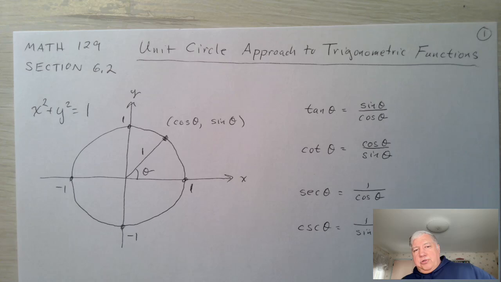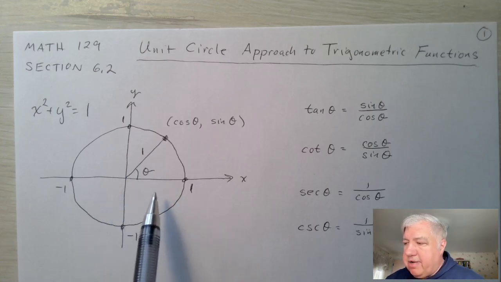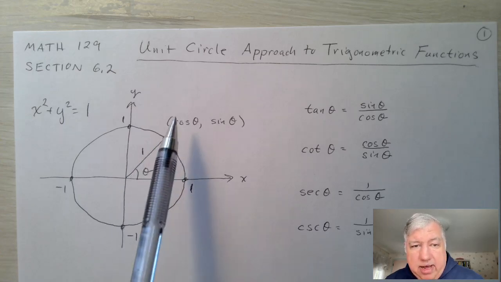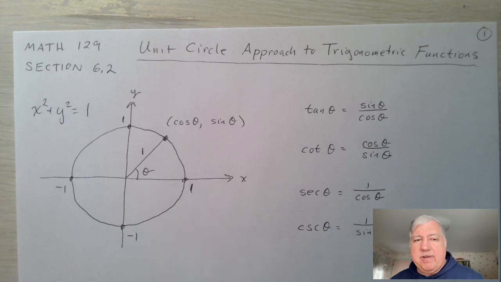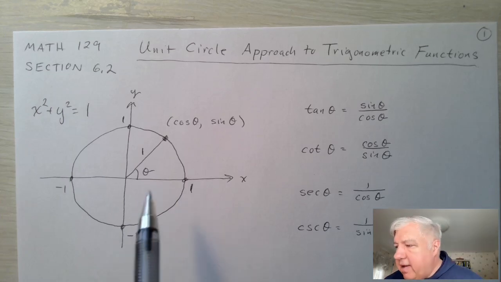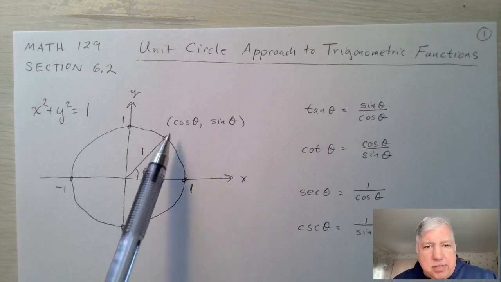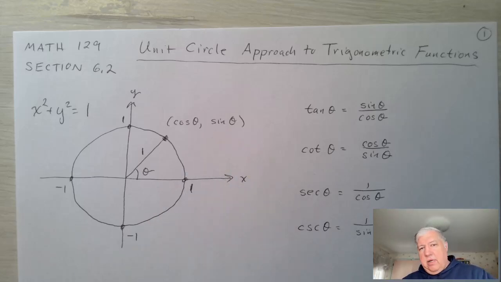Okay, so if we take an angle between 0 and 360 degrees, that corresponds to a certain line coming out of the origin, where theta is the angle between that line and the positive x-axis, and that line intersects a unique point on the unit circle. That point has an x-coordinate and a y-coordinate. We call the x-coordinate the cosine of theta, and the y-coordinate the sine of theta.